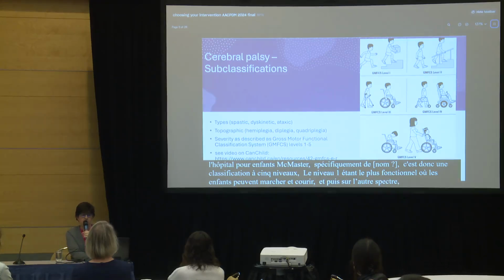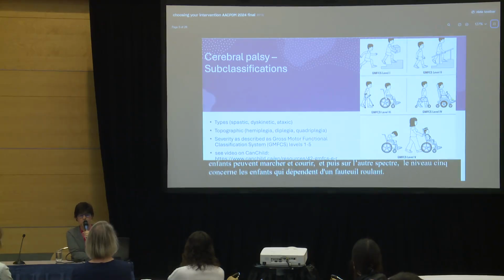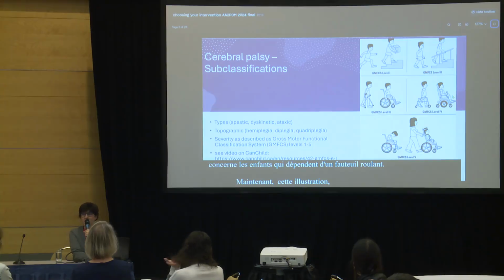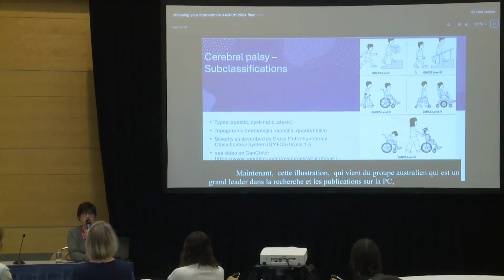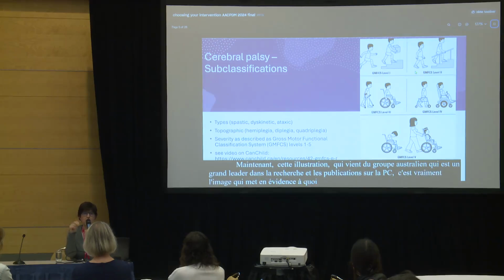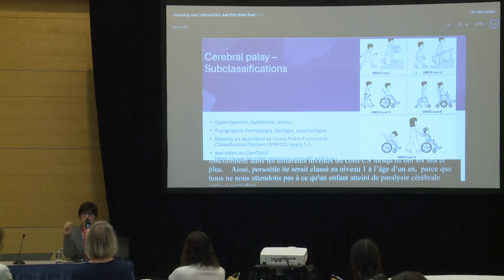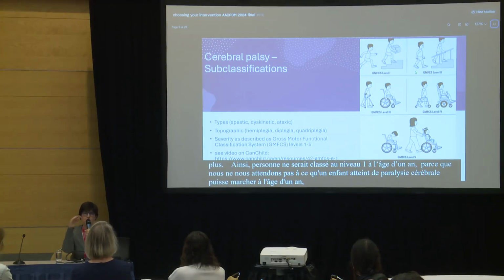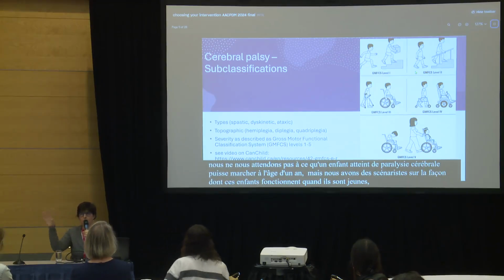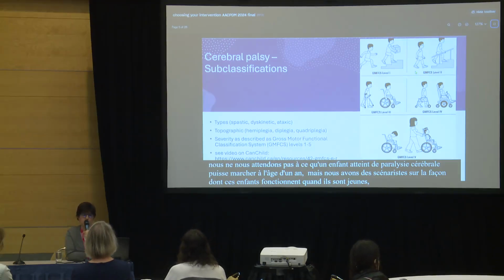Now this illustration, which came from the Australian group that are big leaders in CP research and publications, is really the picture that highlights how children look or function in the various GMFCS levels when they're age 6 and above. So nobody would be classified as a level 1 at age 1, because we're not expecting a child with CP at age 1 to walk, but we have descriptors on how those children function when they're young, and we can actually predict that you fit the category of a level 1 or a level 3 going forward.